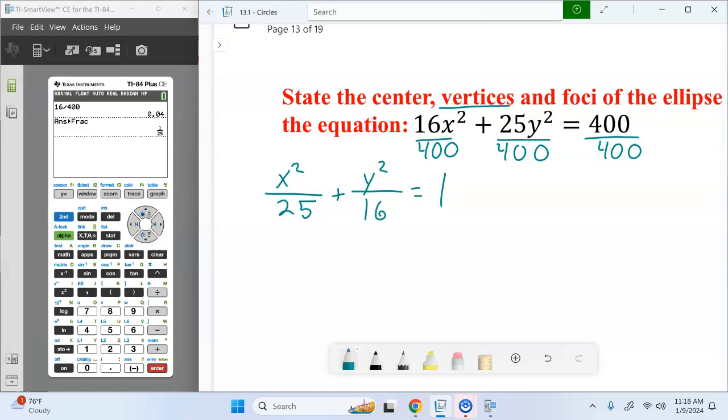Now, since I don't have an h or a k value, where is my center located? At the origin, (0, 0). So we know our center is going to be (0, 0).